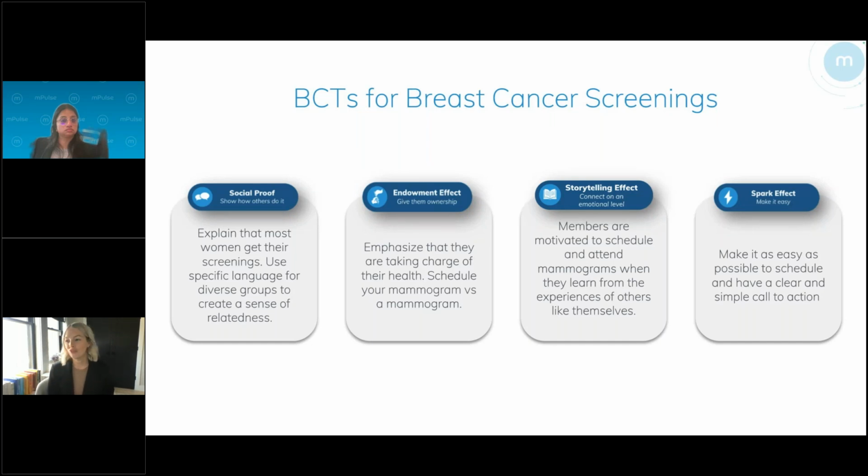So that's social proof. Next, we have endowment effect, or give them ownership. We don't only just have a sense of ownership when it comes to our possessions, we also feel we own our decisions, our ideas, our actions, and achievements. So with this in mind, it's important to personalize any outreach or communication to the member. We'll dive into examples of all of these after we finish covering these behavior change techniques.